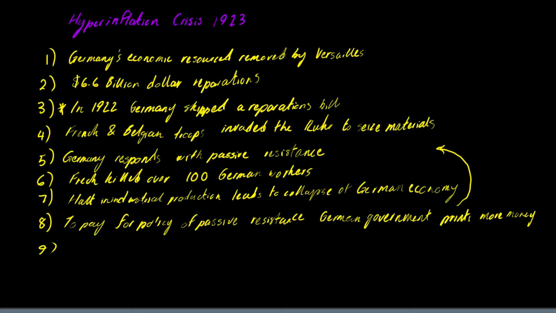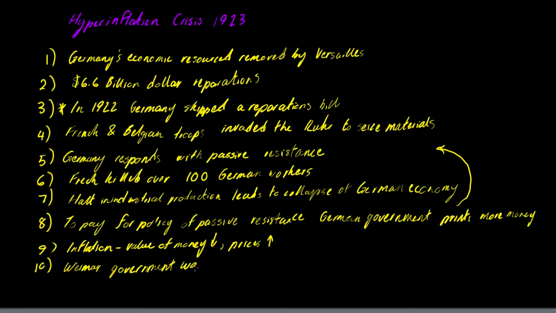The effect was that the value of money goes down and prices go up. So inflation occurred. Hyperinflation actually occurred because it got really bad. But anyway, inflation: the value of money goes down, but prices go up. The Weimar government was actually blamed for the hyperinflation crisis. The people said, to pay for the policy of passive resistance, you're the people who printed more money, so you're to blame for the crisis.